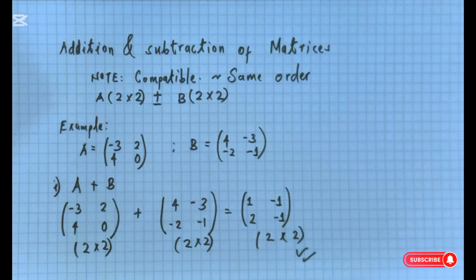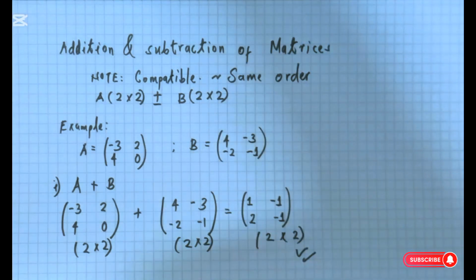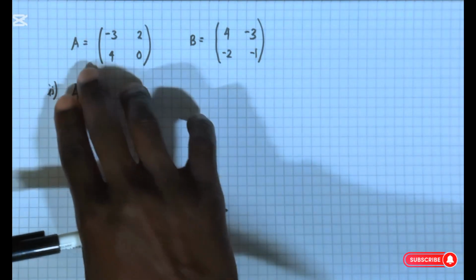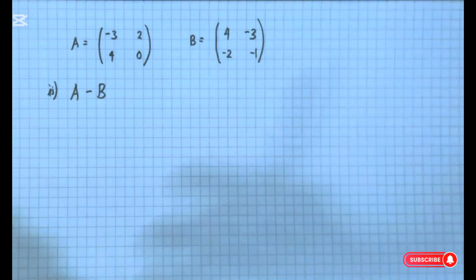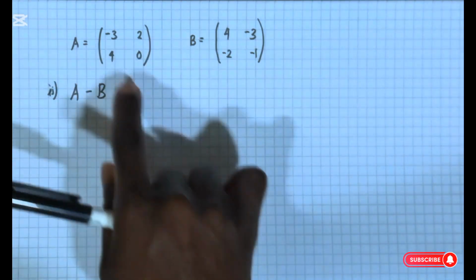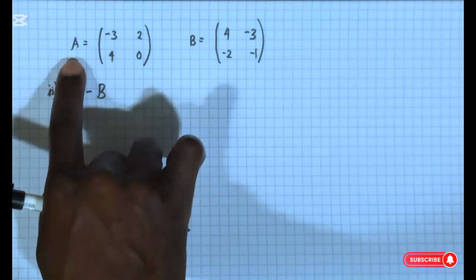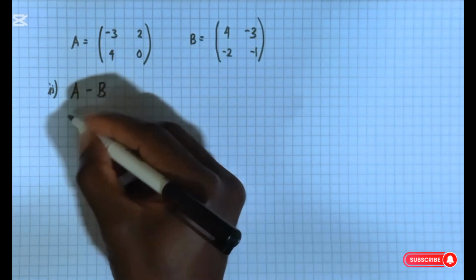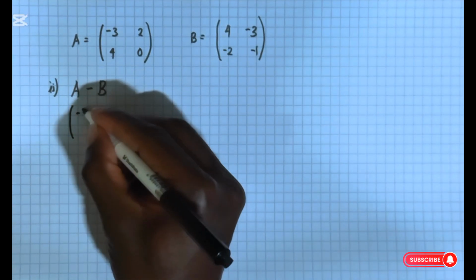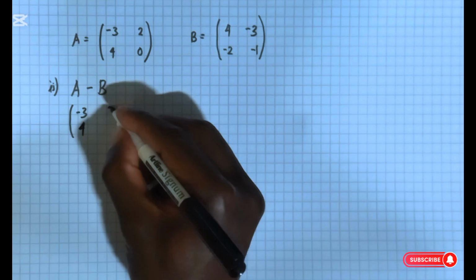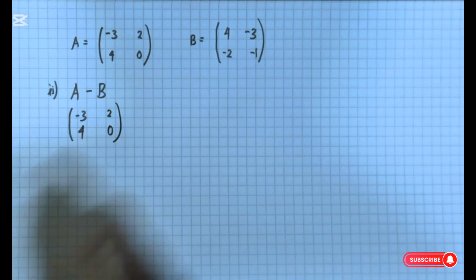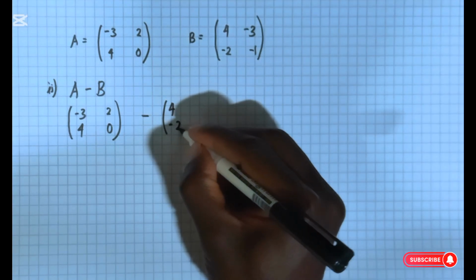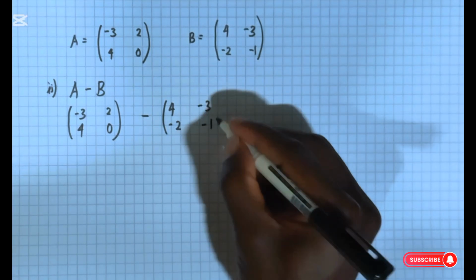Let us look at a situation where we have to subtract them. We have our matrices A and B, the same matrices we dealt with in the first example, with the order still 2 by 2. We are supposed to subtract matrix B from matrix A. Let us first write it out as -3, 4, 2, 0 for matrix A, minus B, which is 4, -2, -3, -1.